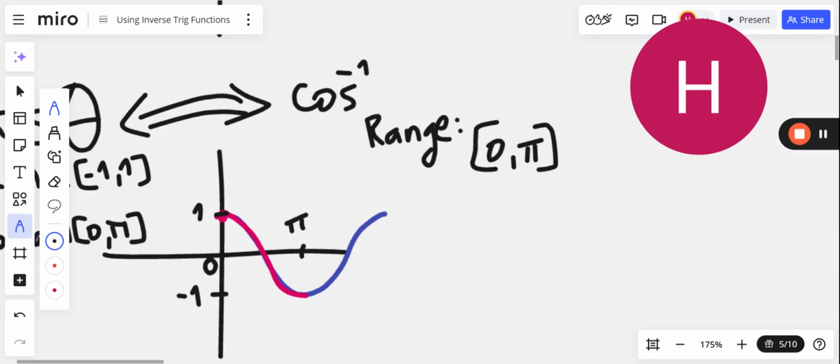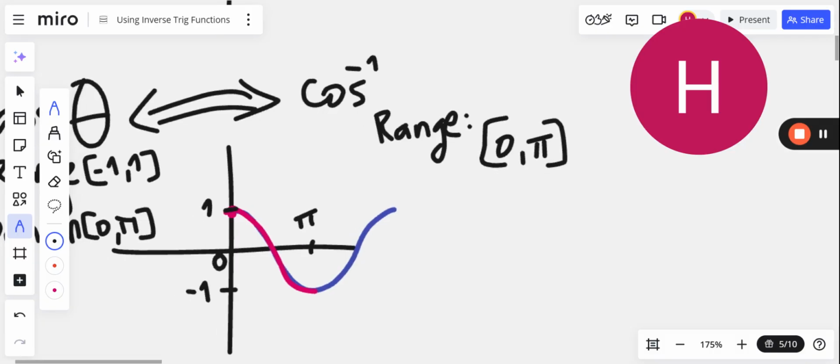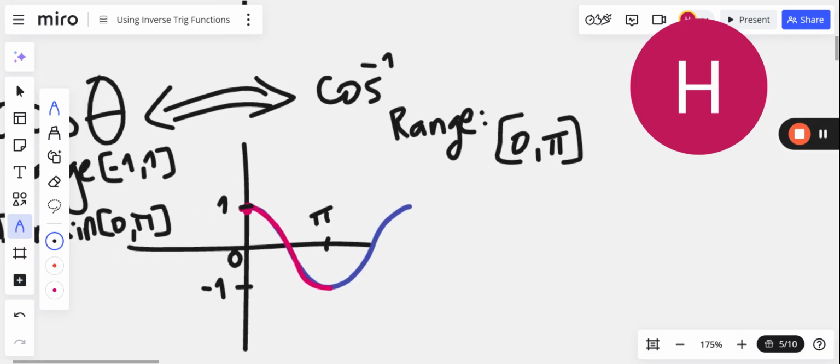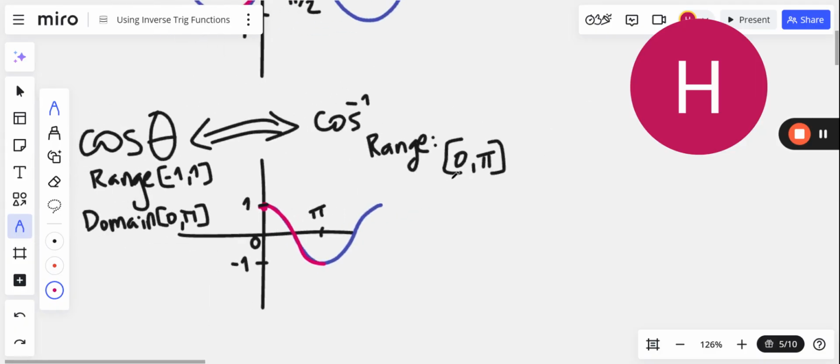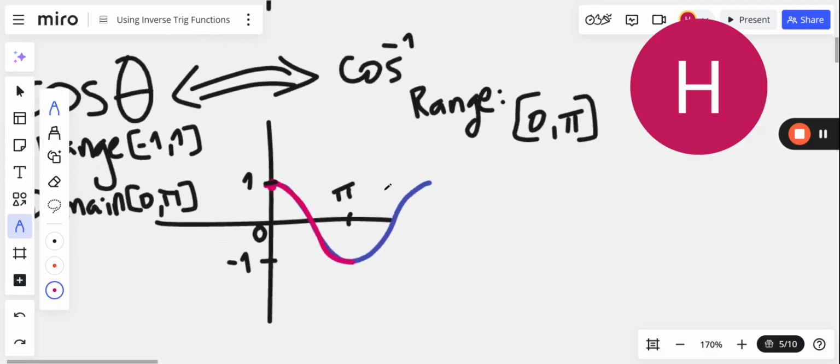5 pi over 4, 7 pi over 6. You're not going to get those values from doing the cosine inverse function, because those values are further down the line on the cosine graph where the y values have already been repeated. And so I don't need to represent those values. The calculator will not tell you about those values. The calculator will only tell you about values from 0 to pi. And so we should also only give out values from 0 to pi when we're doing the cosine inverse.